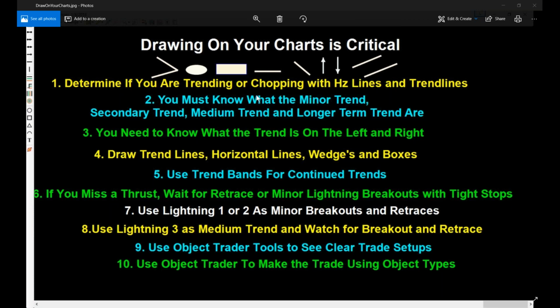First off, you want to determine if you are trending or if you're chopping with your horizontal lines and your trend lines, okay? And you have to know what the minor trend, the secondary trend, the medium trend, and even the longer term trend are. Which way is the market really heading at this particular point in time? You need to know what the trend is on the left of the chart and the right of the chart, okay? Then draw your trend lines, horizontal lines, wedges, and boxes at that point, okay?